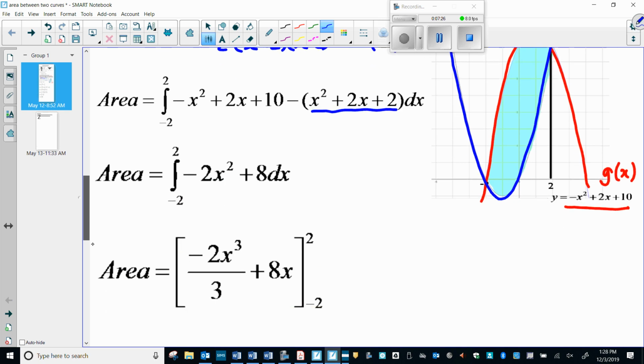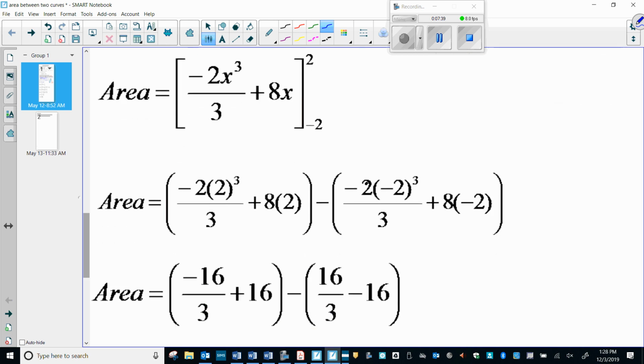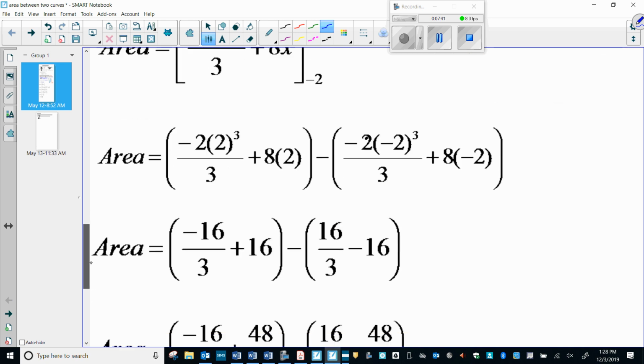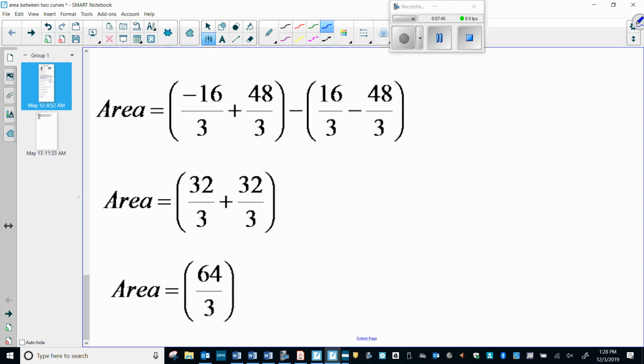Here's our new function. So we've done our subtraction. We're now going to integrate this. So we've got -2x cubed over 3 plus 8x. Hang our limits. Substitute our values in. Superb. And we get this as our final answer.